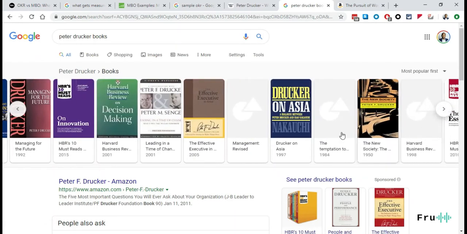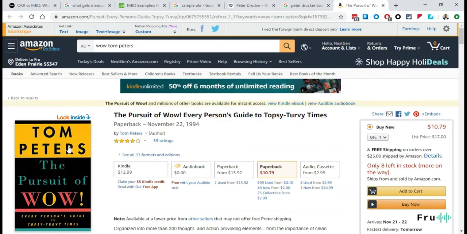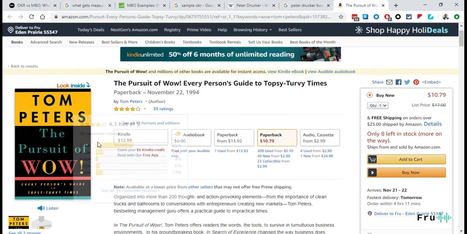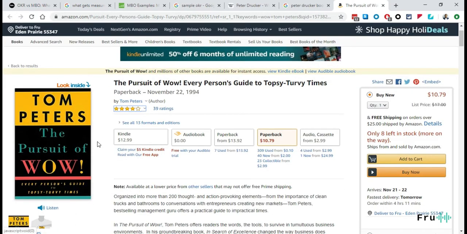And then in addition to Peter Drucker, one other book I want to recommend really quickly here is The Pursuit of Wow, and this is from Tom Peters, which again is another book that talks not necessarily just management, but overall as a business person. This book is really a very powerful book. I've read it a couple of times.